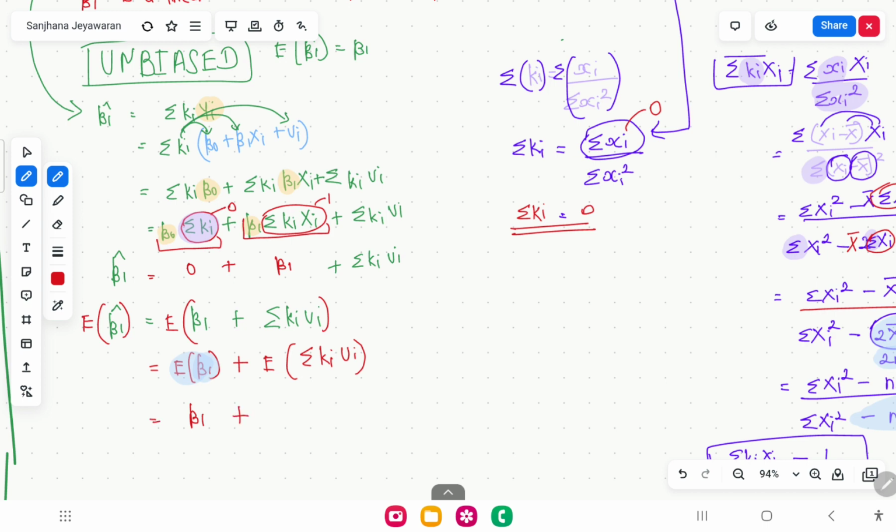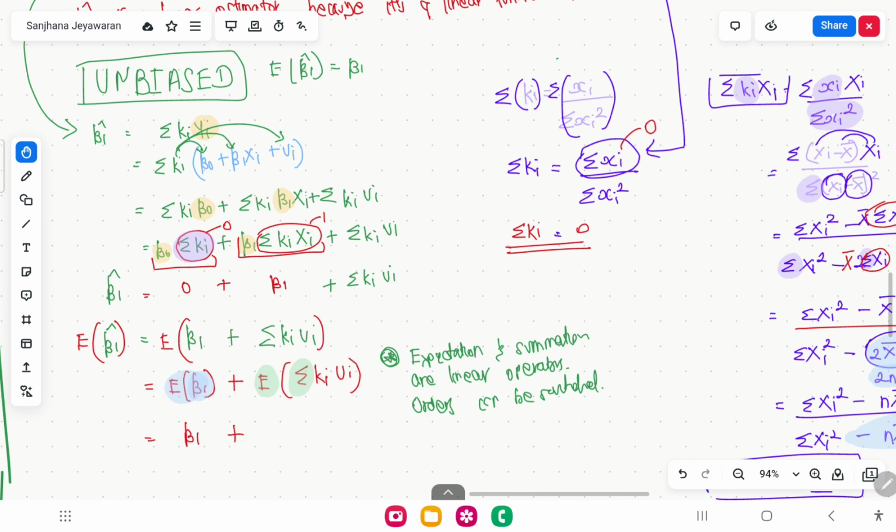The second part of the equation, since expectation and summation, these two are linear operators. Okay, expectation and summation, they are linear operators. Therefore we can switch their orders. Orders can be switched. So I can write this as sigma expectation of kiui.